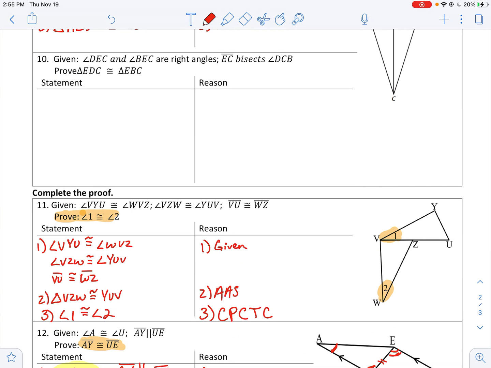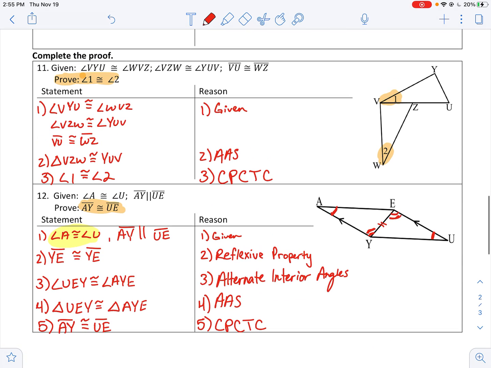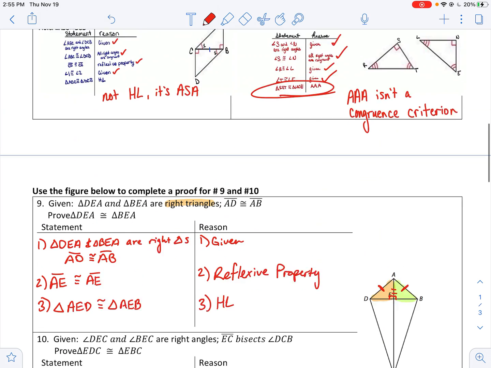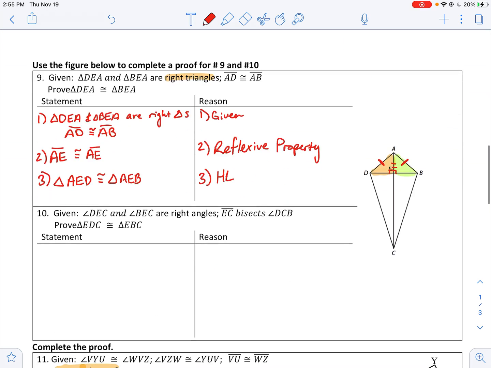All right, let me know what questions you have. You're not going to have 2 CPCTC proofs. You're going to have one on your quiz. So one proof over CPCTC, one regular proof, which is just like these, but take off the last step. And a quick sigh of relief for you. They're not going to be hypotenuse leg on your quiz tomorrow. So let me know what questions you have.